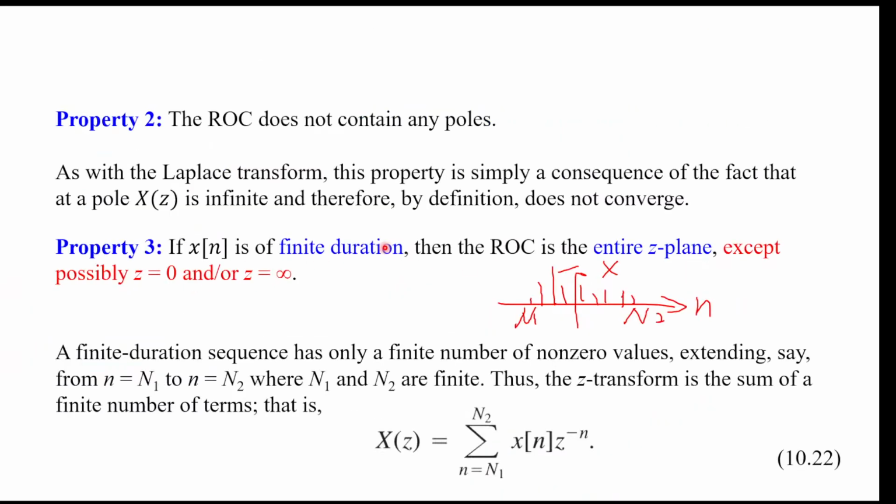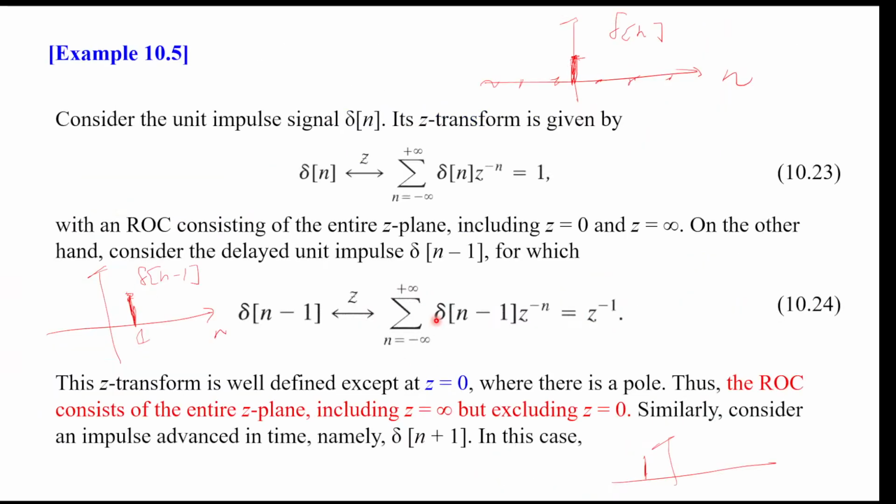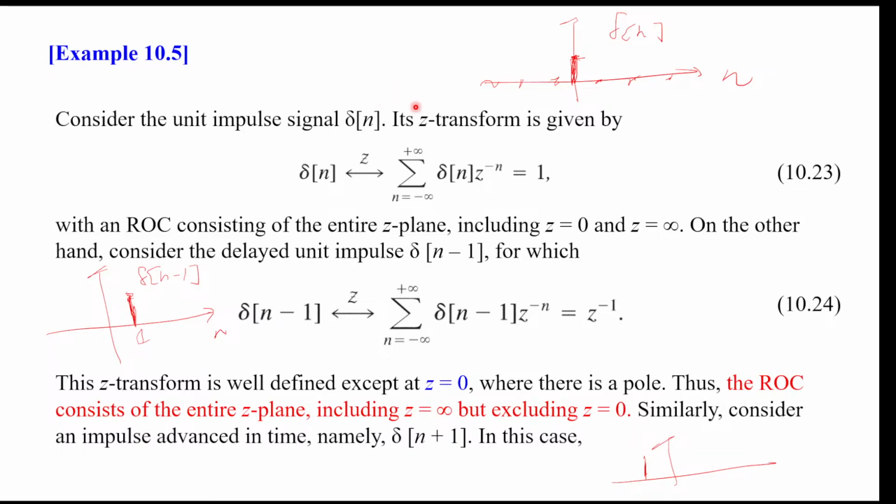It's a finite duration signal, so the ROC is the entire z-plane, and at 0 we see that n2 is 0, so n2 is less than or equal to 0, so the ROC contains 0. Also n1 is 0, so n1 is greater than or equal to 0, so our ROC will contain infinity. So this delta of n satisfies all the properties; it contains everything inside its ROC.